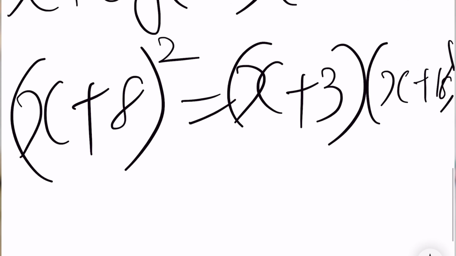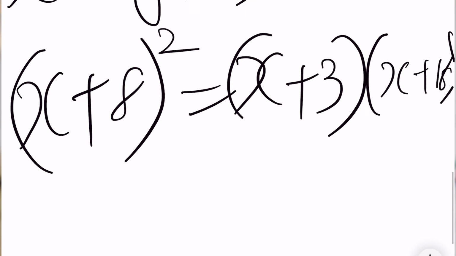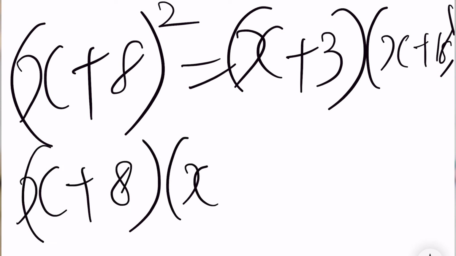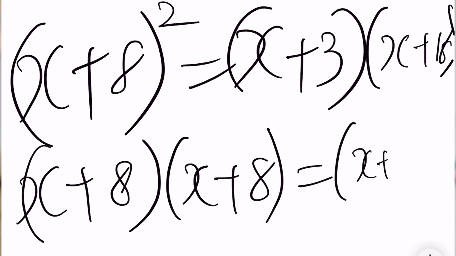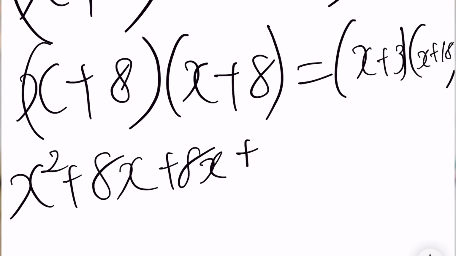So we have x plus 8 all squared, and x plus 3 and x plus 18. So we have x plus 8 times x plus 8, and x plus 3 times x plus 18. Then we open the bracket. We have x squared plus 8x plus 8x plus 64.